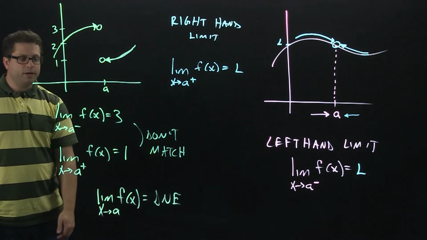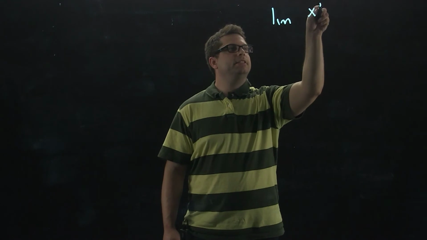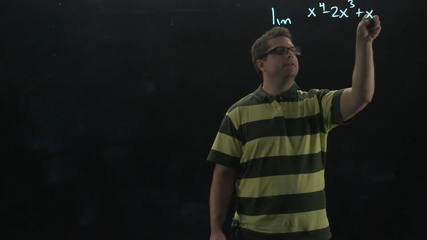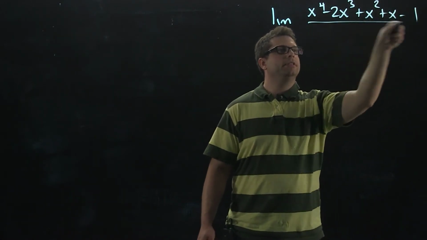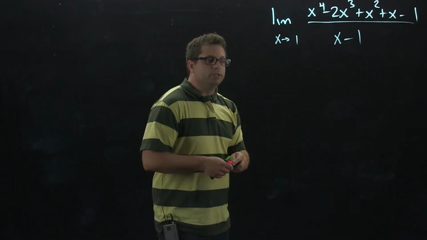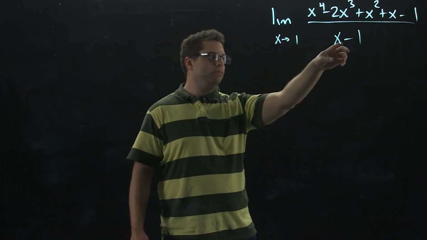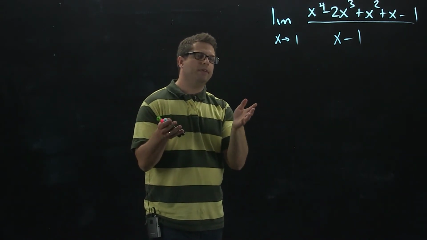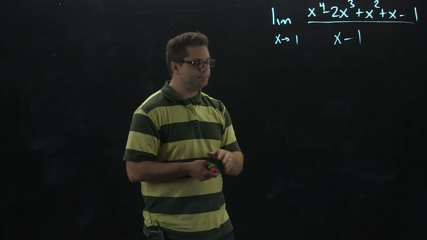Okay, let's take a look at it numerically. Just like the graph, one-sided limits numerically are still about how we approach this x value. Let's look at the limit of x to the fourth minus 2x cubed plus x squared plus x minus 1, over x minus 1, as x approaches 1. If you plug in 1, you get 0 on the bottom. That's why a table of values is good, because we plug in values really close to 1 and see what we get.